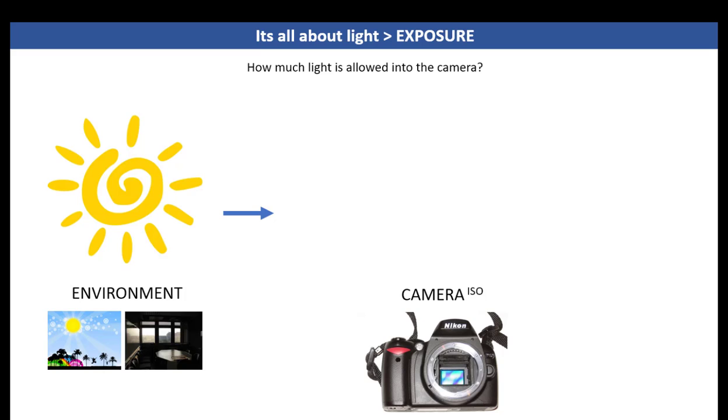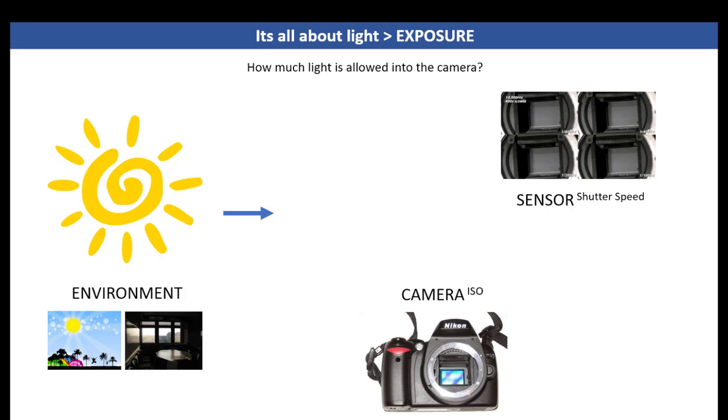The light from your environment will determine your camera's shutter speed, how fast the shutter opens and closes. The faster the shutter speed, the less light that's allowed into the sensor. Shutter speed also controls motion. Slower shutter speeds capture motion, where fast shutter speeds freeze motion.